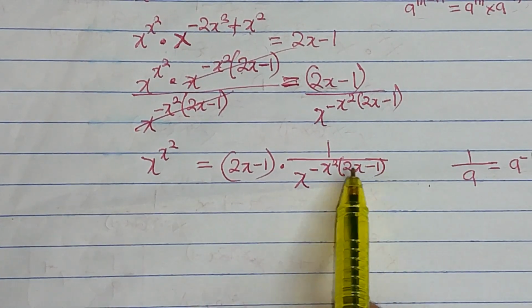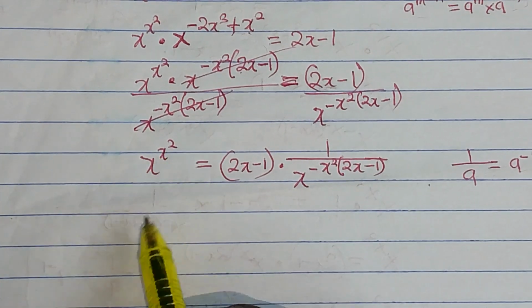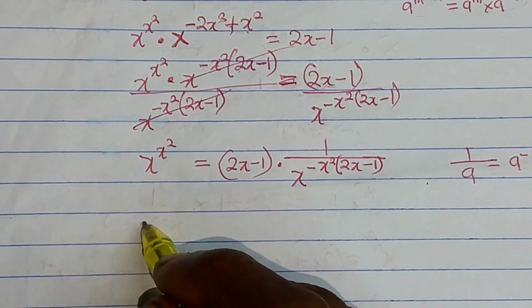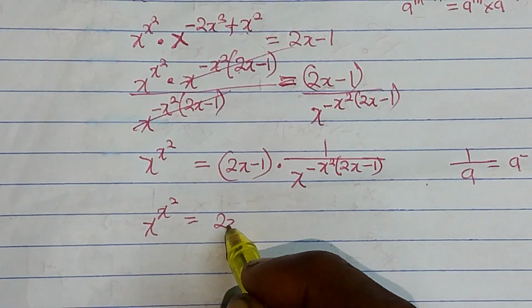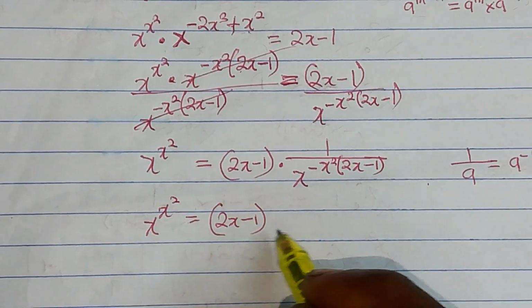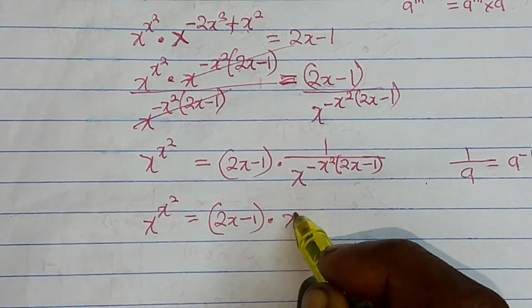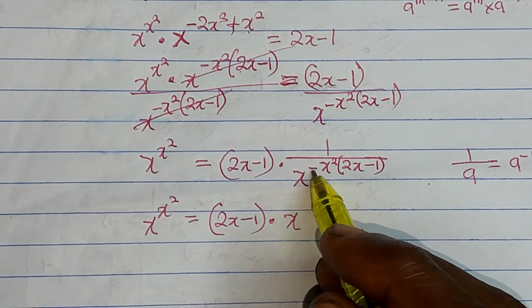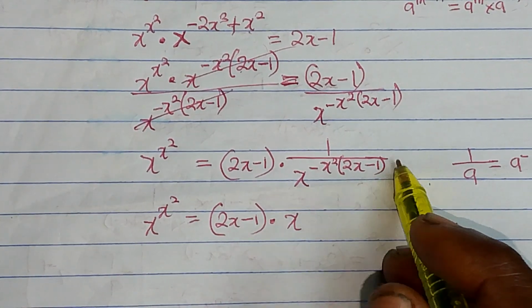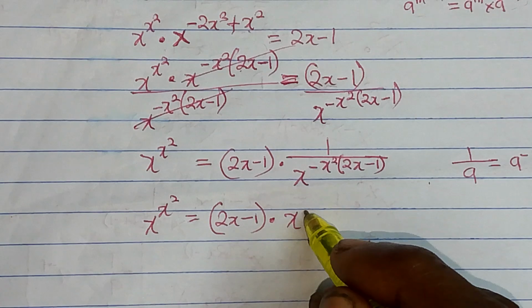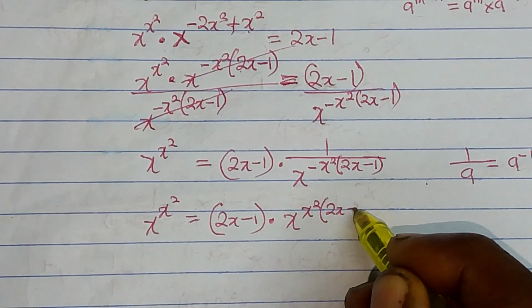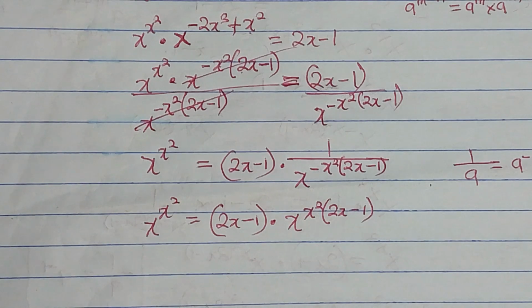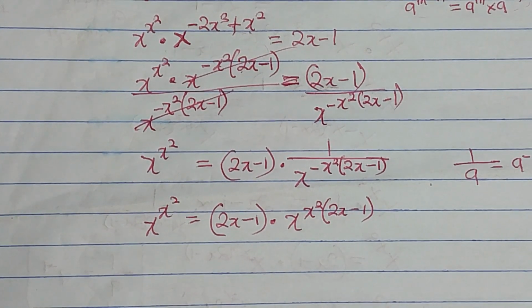So if we continue by doing that, here we are having on the left hand side that x to the power of x squared equals 2x minus 1 multiplying x to the power of the whole of this to the power of minus 1. The minus times this is positive, so we are having x squared multiplying 2x minus 1. We have just applied the law of negative index. So we have to continue.